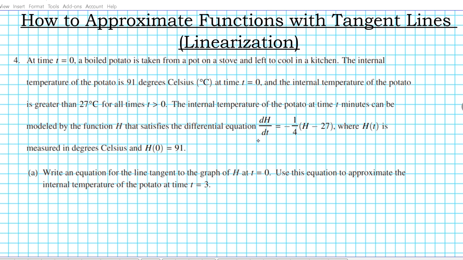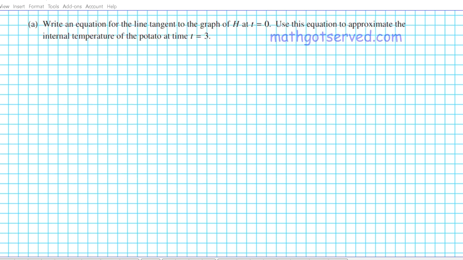Question, part A. Write an equation for the line tangent to the graph of h at t equals 0. And then use this equation to approximate the internal temperature of the potato at time t equals 3. Alright, to get us started, we're going to outline our plan of attack for this problem. So our plan is as follows.